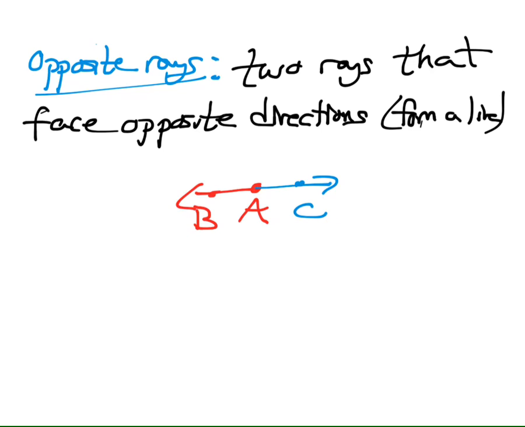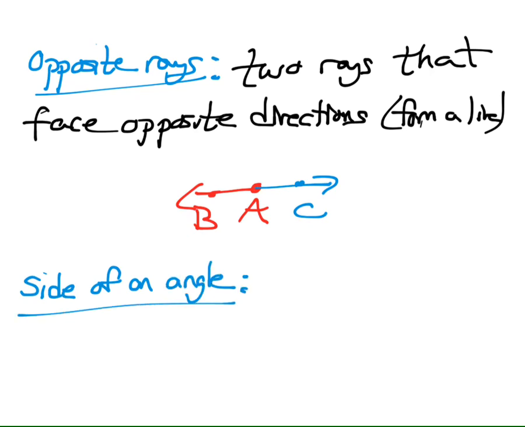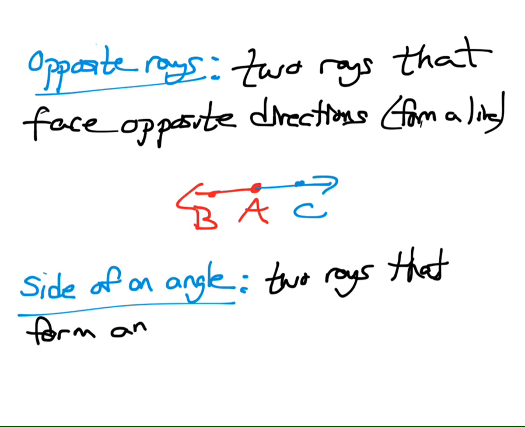And the last one is what we call sides of an angle. They are just two rays that form an angle. I actually lied, I have one more after this. Two rays that form an angle.